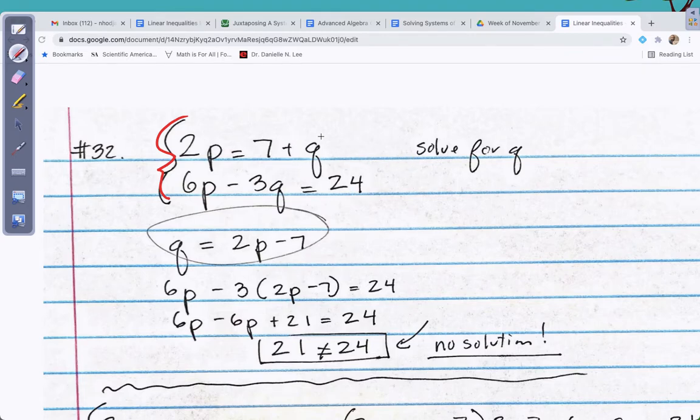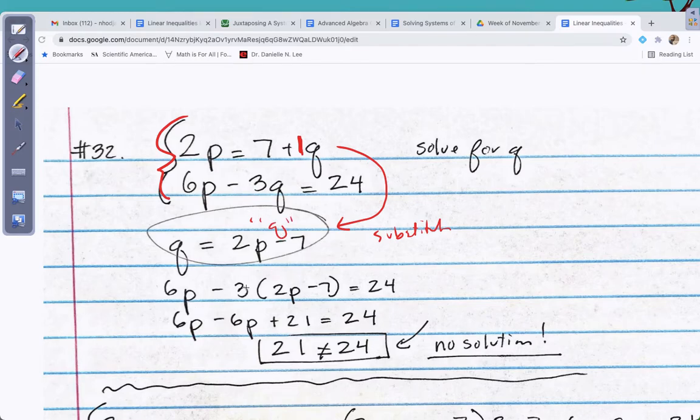I've taken this first equation. Notice that this q has a coefficient of 1. And I've decided to isolate this particular q so that I'm subtracting 7 from both sides, and this equation becomes this one: q is equal to 2p minus 7. Now I'm using substitution to take this name for q and plug it into the second equation.